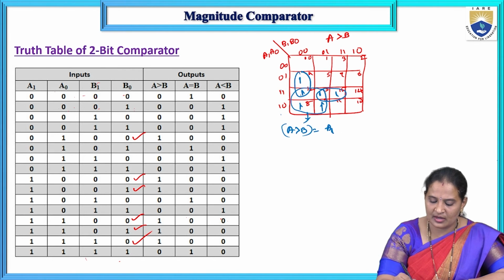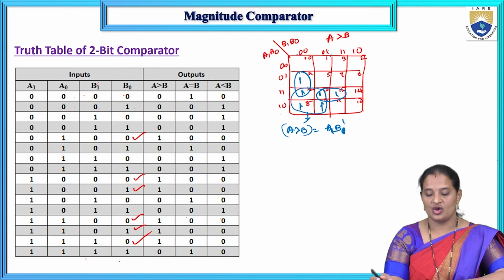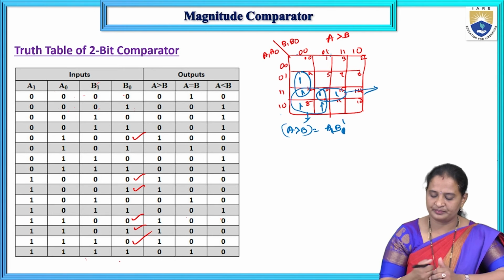Next, for these two columns, B1 value is common and B0 is varying. Eliminate B0, consider B1. B1 value is 0, so B1 complement.